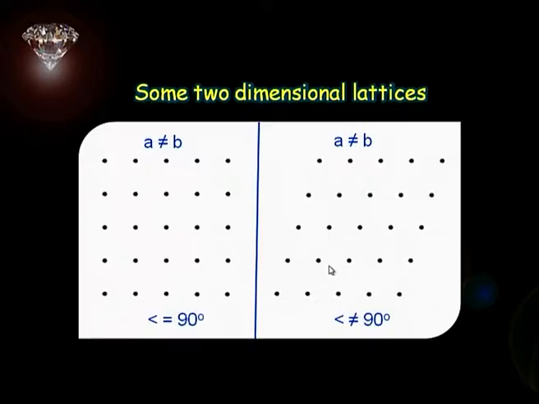So this is a two-dimensional lattice of a different kind. Let us take another case here. You may have a situation that A is not equal to B and the angle still is equal to 90. So we got a rectangular kind of arrangement here, or maybe you can have A not equal to B and the angle also not equal to 90. So I have a different kind of arrangement there.